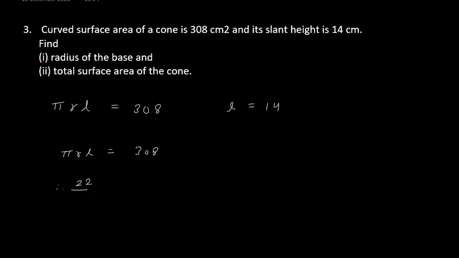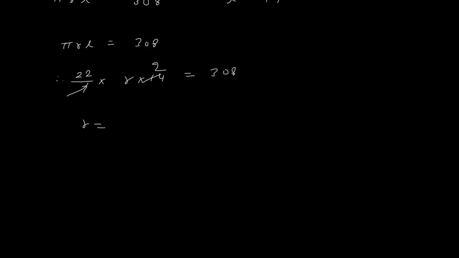Therefore 22 divided by 7 into R into 14 is equals to 308. Now 7 1 is 7, 7 2 is 14. So R is equals to 308 divided by 22 multiplied by 2. So with 11 I can cancel. 8 plus 3 is 11, so it is divisible by 11. 11 2s are 22, and here 11 2s are 22, 11 8s are 88, then 4 7s are 28. So your radius is 7.